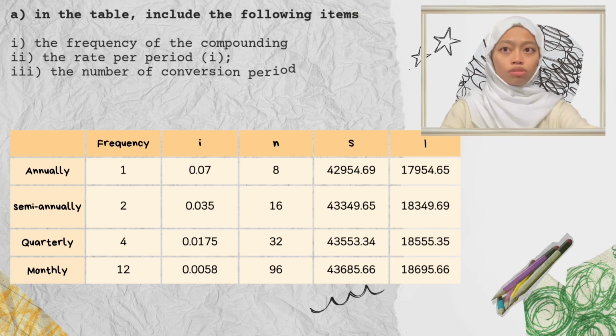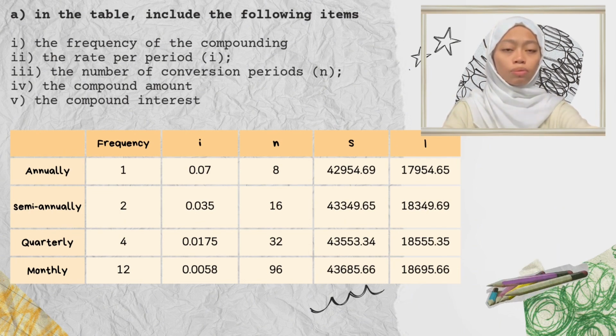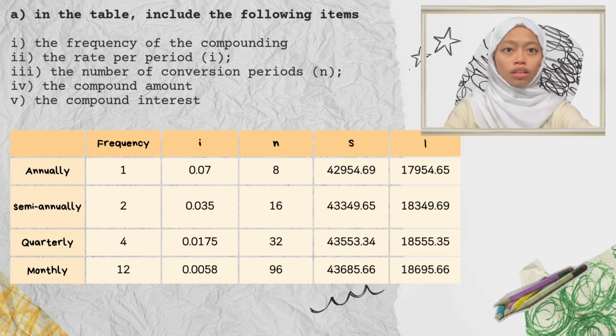So to get the rate per period, we will use the formula of r divided by compound frequency. For example, for annually, the rate is 0.07 divided by 1, and you will use the same method for the rest of the compound frequencies. Next, for number of conversions, we will use the formula n equal to mt, which m is compound frequency and t is the years. For example, for semi-annually is 2, and we times it with 8 years, which equals 16. And to get compound amount, we have to use the formula S equal to P times (1 plus i) to the power of n. For example, the quarterly, after we substitute the values into the formula, you will get 43553.34 and use the same method to calculate the rest.